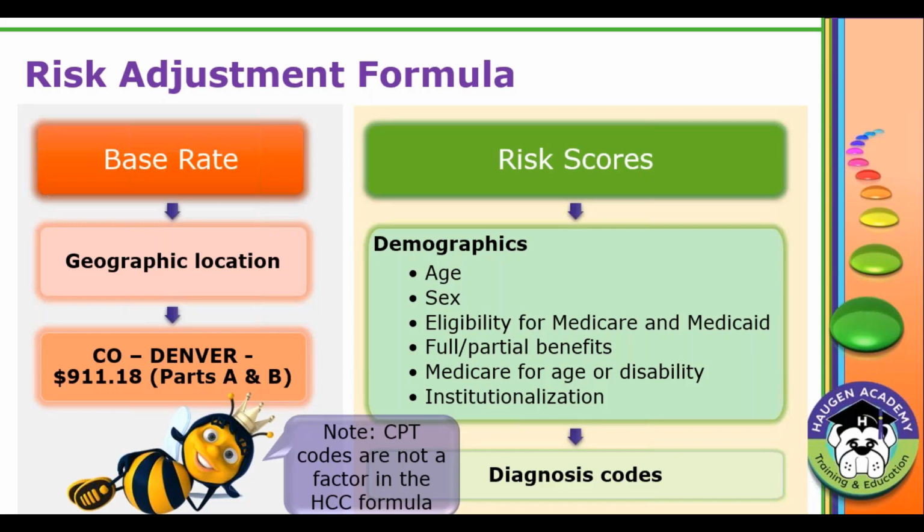One note here: CPT codes are not a factor in the HCC formula. It's not that they're not important, because Medicare does look at them from a cost perspective, seeing how much it costs to treat these patients, so they can help set those base rates, but it doesn't go into the individual patient's risk score.